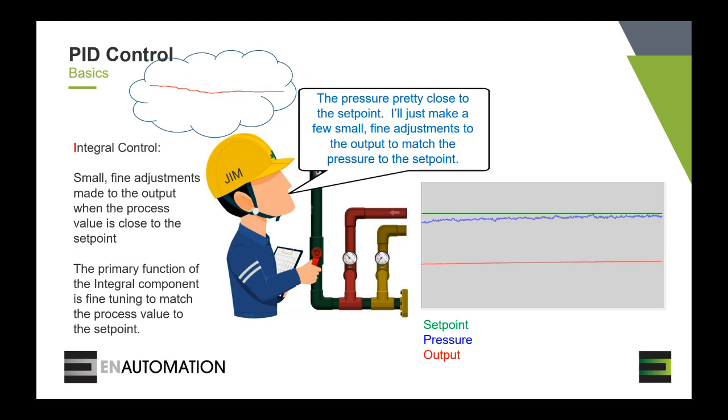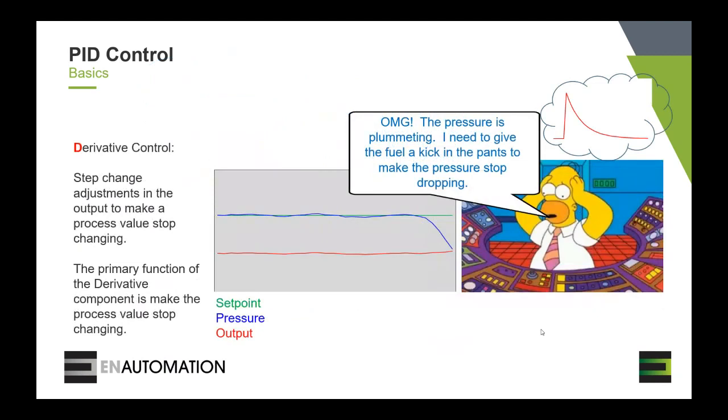And the goal of integral control is just the fine tuning to match the process value to the set point and keep it there. The integral control slowly corrects the error over a period of time. So that's integral control. The derivative portion of it is probably the most famous, comes from the most famous control operator we all know, Homer Simpson.